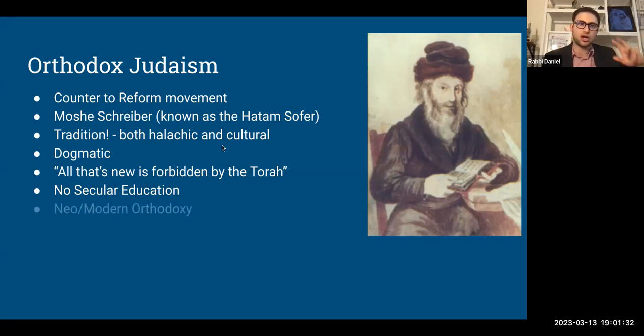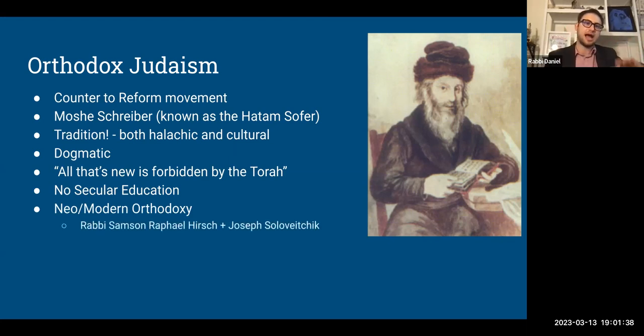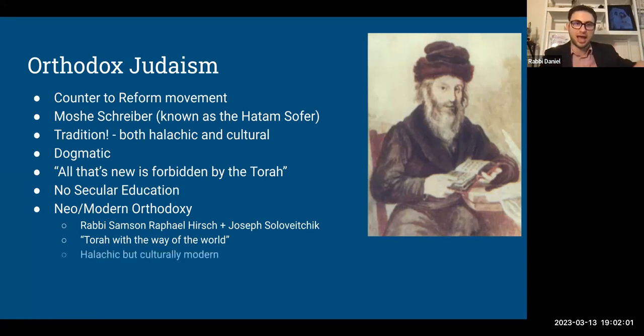Another reactionary movement was what's called neo or modern Orthodoxy. Sidebar, this is the community that I grew up in. And the leaders of this community were, on the German side, Shimshon Raphael Hirsch, and on the American side, Joseph Soloveitchik. And their catchphrase was Torah im Derech Eretz, right? So Torah with the way of the world. So again, attempting to go back to almost a pre-Enlightenment way that the Jewish community functioned, of constantly trying to live this dialectic between tradition and modernity.